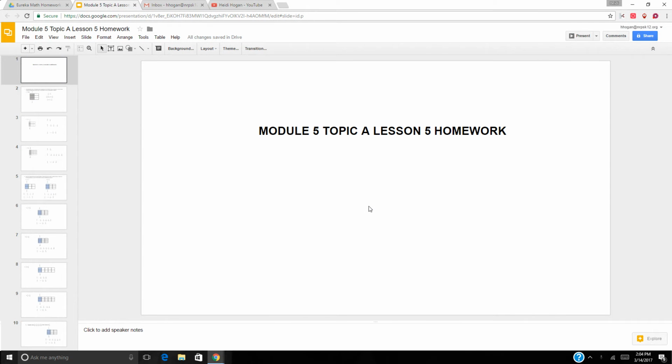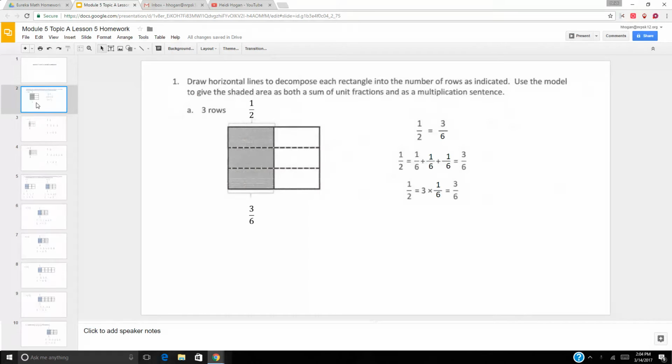Hi, boys and girls. Here we are on lesson 5 of our fraction homework, and we've been working with fraction equivalence. For this, you're going to get a fraction, and you're going to draw horizontal lines to decompose it into as many rows as they tell you.